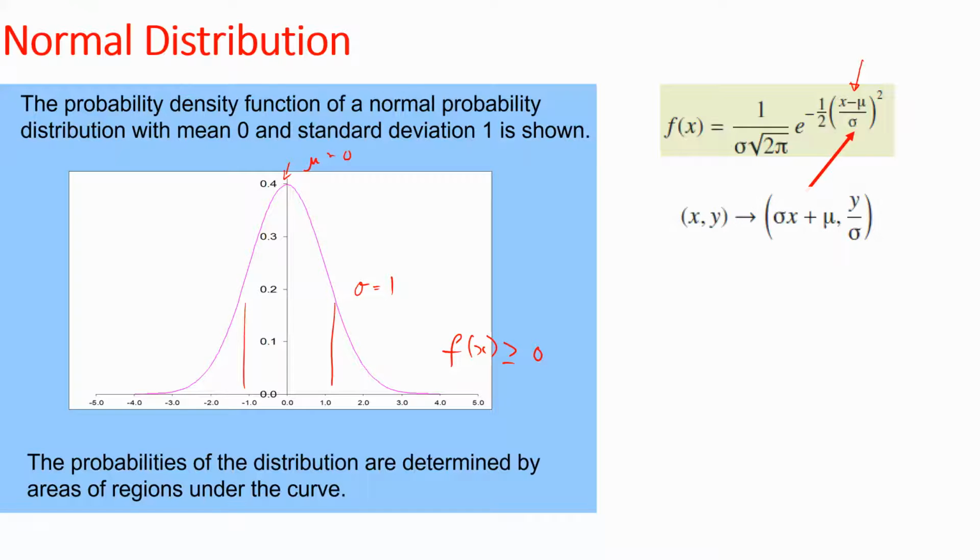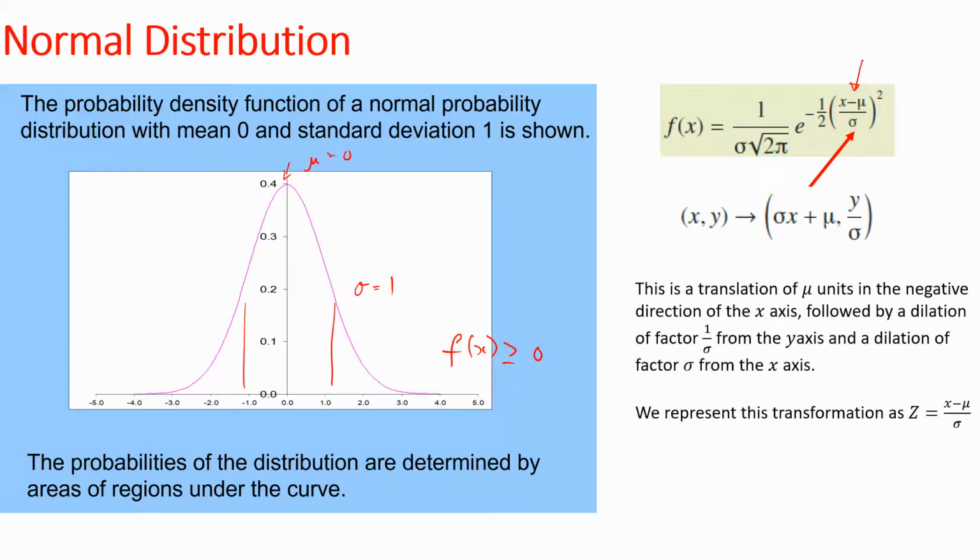Okay, so this transformation, if we actually go back using the transformations that we've learned back in chapter 3, this is the transformation. And if I asked you to read the transformation right now, you would tell me this is a translation of your mean units to the left or right, so it's a translation. So what that tells me already is the mean moves the graph left or right.